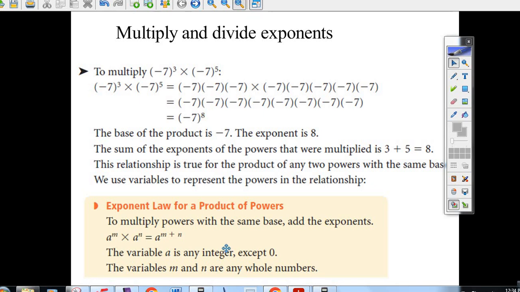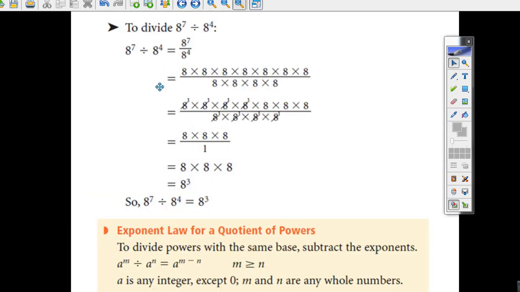The base can't be 0. And m and n are any whole numbers we're talking about. So when we use these laws here, we're talking about 1, 2, 3, 4, 5, 6, 7, or 0, right? The counting numbers, the natural numbers plus 0, whole numbers. Now for dividing, it's the same story here.